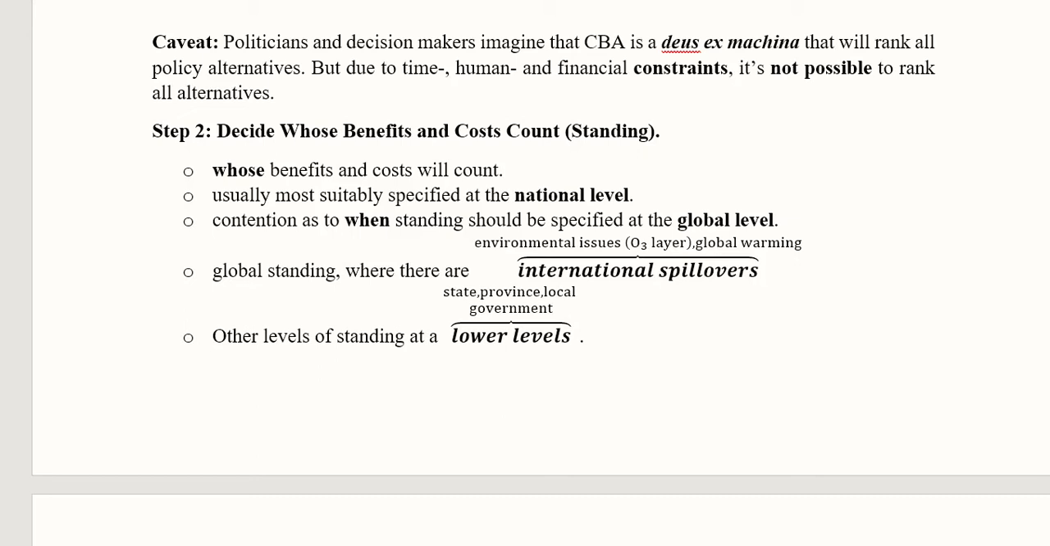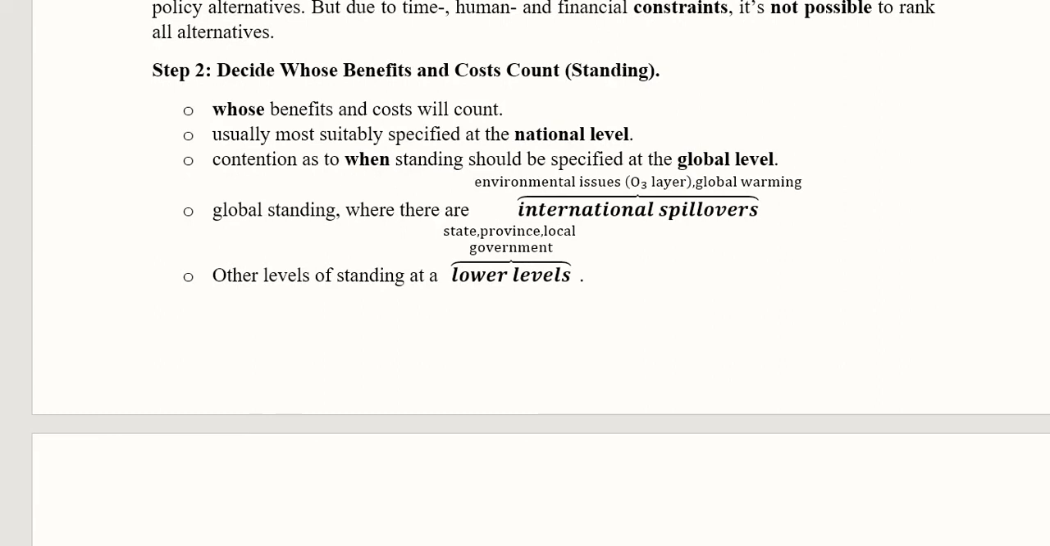So the contention can be there when it comes to the decision of whether it should be extended to the global level. And these are the issues, for example, like the ozone layer issue, where the actions of one country are affecting the other country in terms of their ozone layer, because when the ozone layer gets damaged, all the nations get affected. Also, the international spillover of global warming can be there. So it has to be considered what are the international spillovers of a certain intervention.